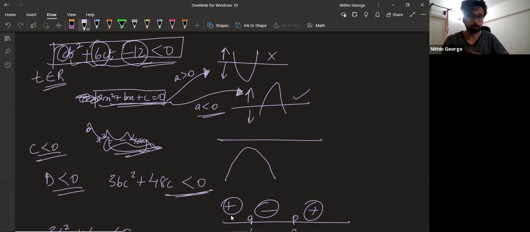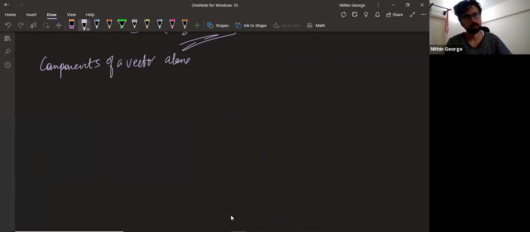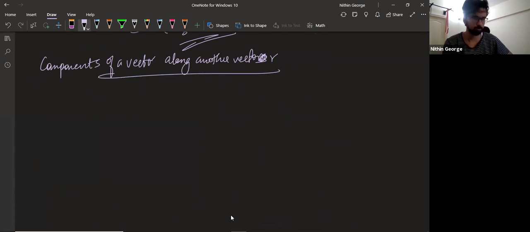Before we get into vector product, we'll discuss one more thing: components of a vector along another vector. Okay, so A vector is here, and B vector is here.